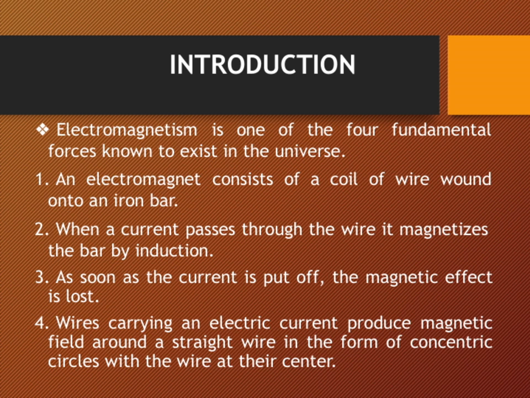Now, if we look at straight wires carrying electric current, they generate magnetic fields around them in the shape of concentric circles, with the wire at the center. This fundamental relationship between electricity and magnetism is the basis for many electromagnetic devices and principles that we'll explore further.